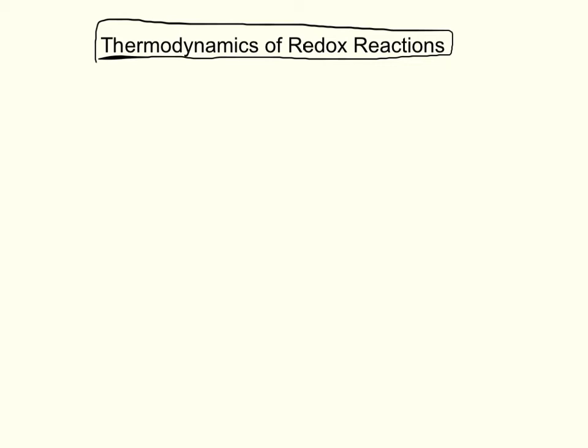So today we're going to talk about the thermodynamics of redox reactions. The idea of how the quantities of delta G, the free energy, or K, the equilibrium constant, are related to the standard reduction potential, E, of a redox reaction. So let's just consider a galvanic cell that involves the oxidation of magnesium and the reduction of silver.